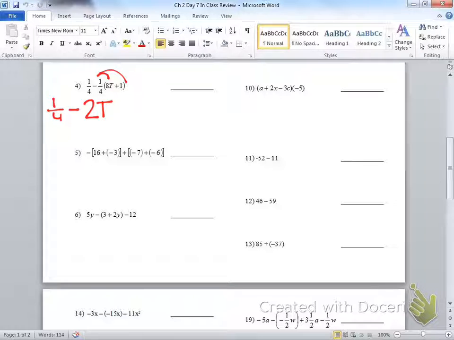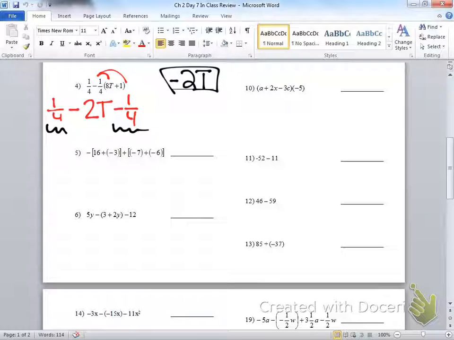Put negative 2. Okay, like that? Yeah. Okay, good. And then I did the negative 1/4 to the 1. Okay, so like that? All right. What are the like terms? 1/4, 1/4. What is 1/4 minus 1/4? 0. So your answer here is just negative 2t. Very good.